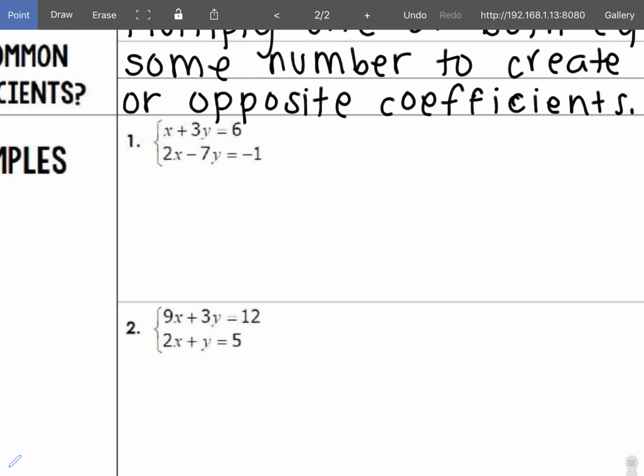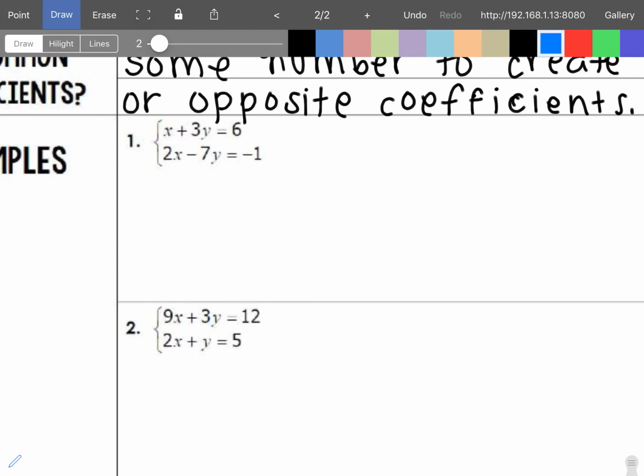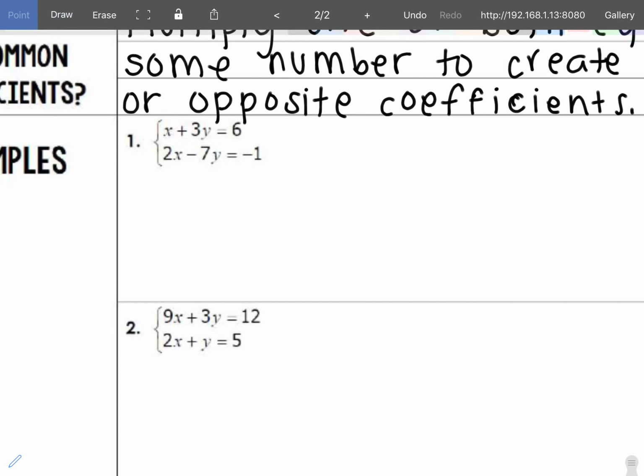So they're all lined up. That's the first step. The second step, if we don't have any common coefficients, because look here, we have 2x and an x, okay, those aren't the same. This is a 1x and a 2x. 7y and 3y, those numbers aren't the same. So we need to multiply either one or both of these equations so they have the same number.